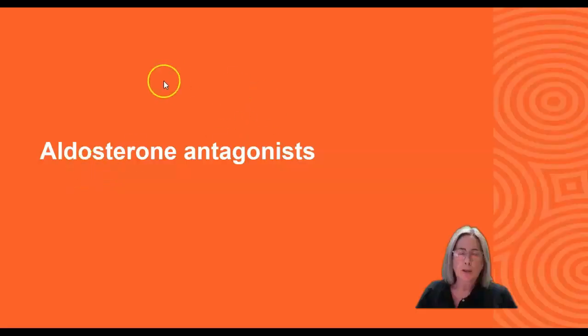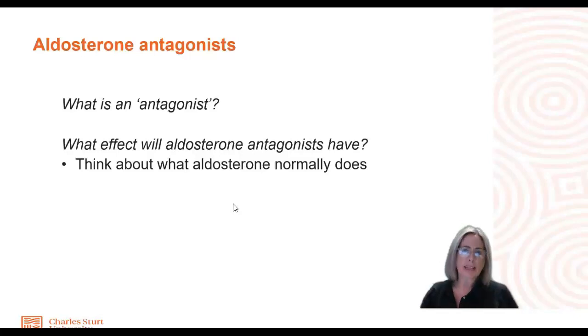So we're now going to learn about the aldosterone antagonists. And two very basic questions here. What is an antagonist? And what effect will aldosterone antagonists have? A hint there is to think about what aldosterone normally does. So I think at this stage, everyone knows what an antagonist is. It's a drug that inhibits the action of an agonist.